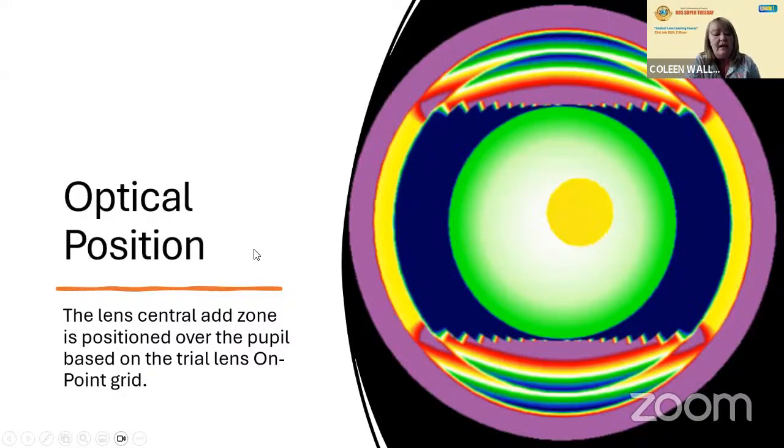The lens central add zone is positioned over the pupil rather than the center of the lens. So when the lens goes down and out, we decenter the optics over the pupil.